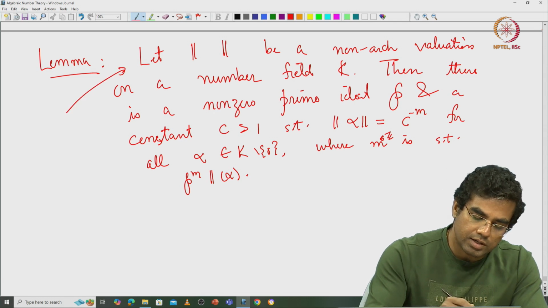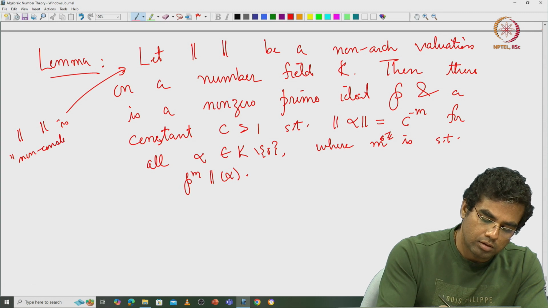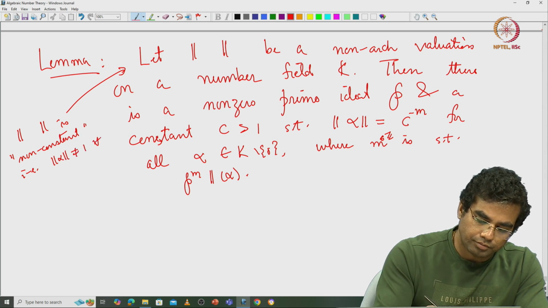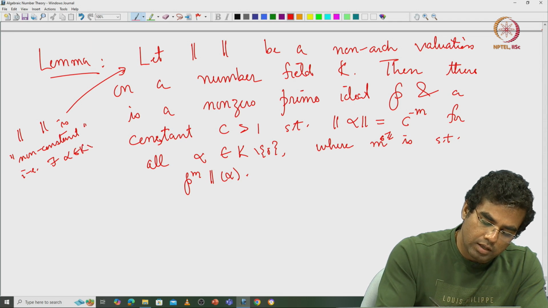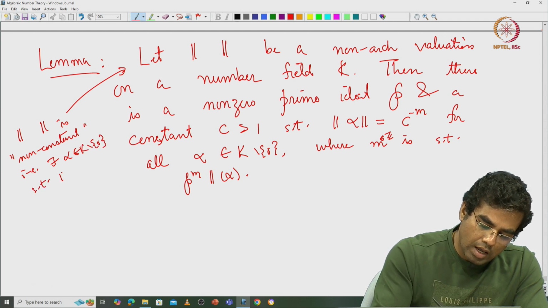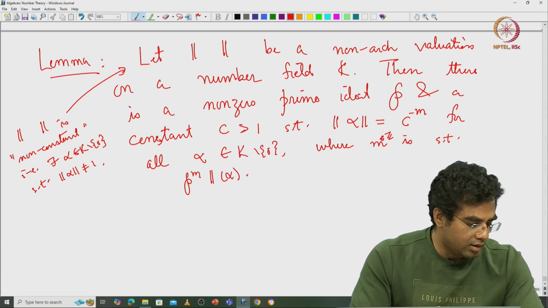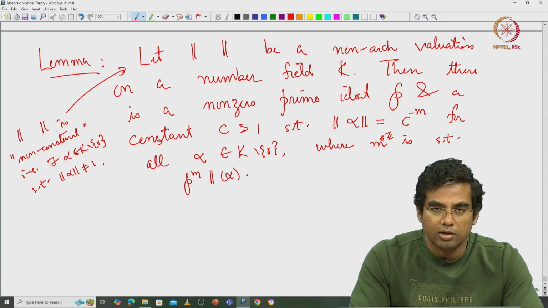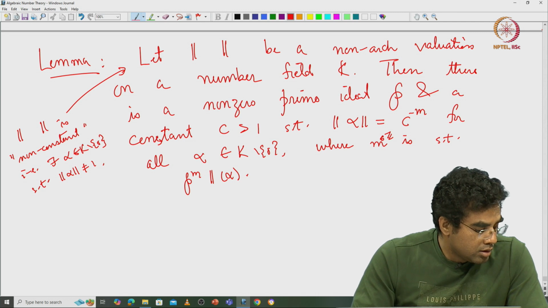Here I need an extra assumption that this is non-constant, i.e. this is not equal to 1 for all alpha. There exists alpha in K minus 0 such that valuation of alpha is not equal to 1. If it is 1 for everything, then it does satisfy the definition of being a non-Archimedean valuation, but we do not consider those kind of valuations anyway.